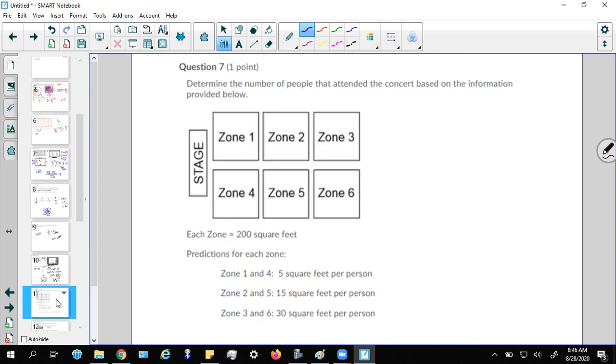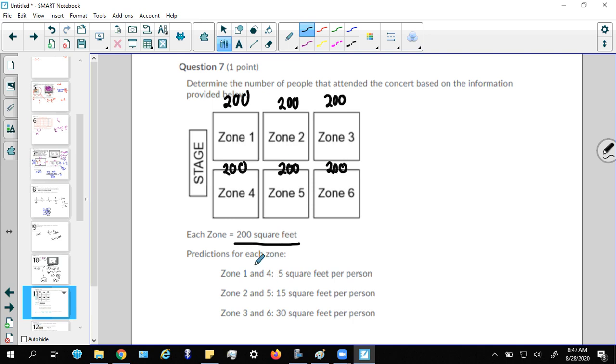Okay, for question number 7, we have zones 1, 2, 3, 4, 5, 6. Each zone is 200 square feet. Okay, so for labeling purposes, I'm just going to write 200 right above all of them, just so I know they're 200 square feet. I just put zone, there it is, 200, and then 200.